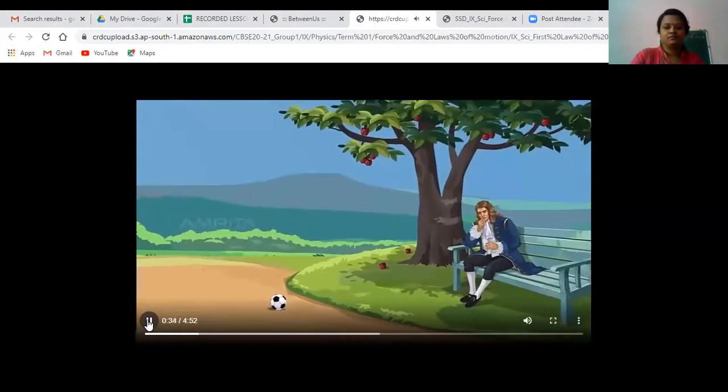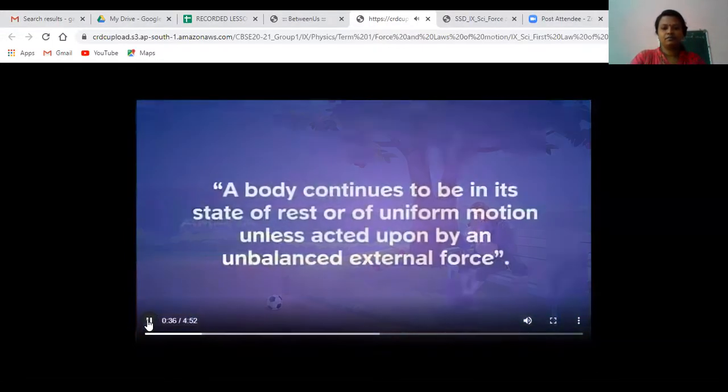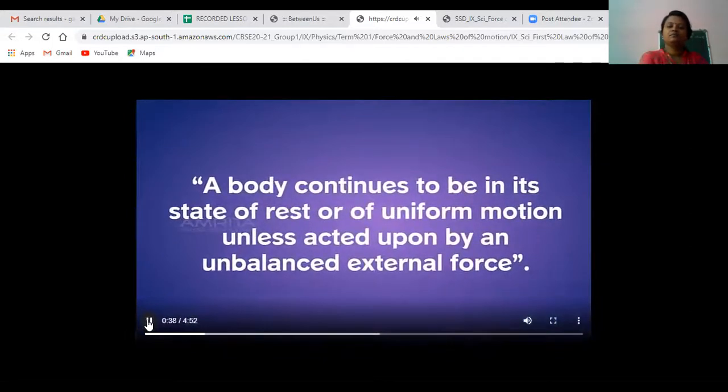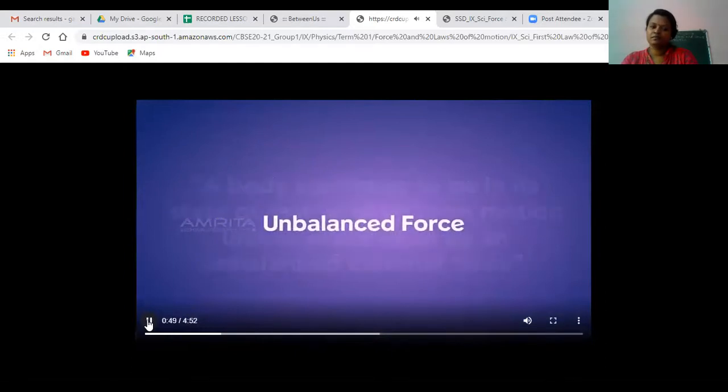Here comes Newton's first law, which states a body continues to be in its state of rest or of uniform motion unless acted upon by an unbalanced external force. To understand Newton's first law, you need to understand what unbalanced force is.